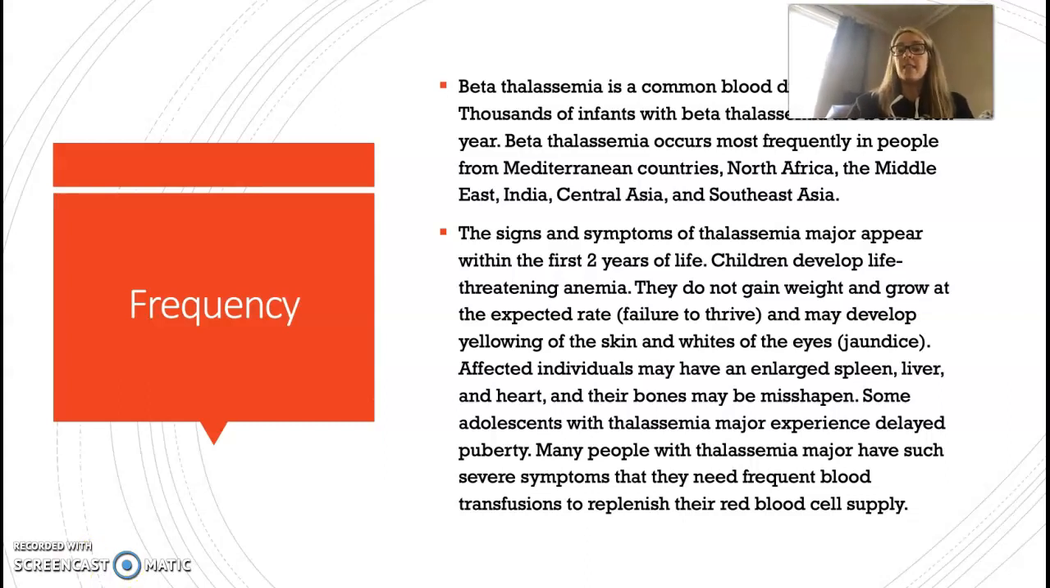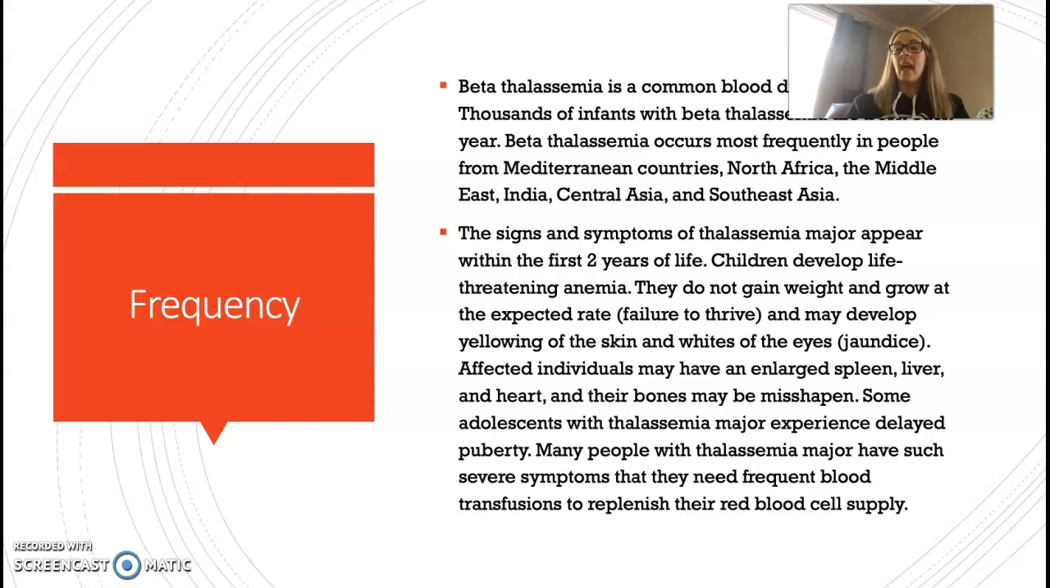The signs and symptoms are pretty basic. We see them within the first 2 years of life if it's life-threatening anemia. When we talk about that, the children don't gain weight. They don't grow at an expected rate. Here in the United States we call it failure to thrive. They normally have yellow skin and yellow whites of the eyes, jaundice.